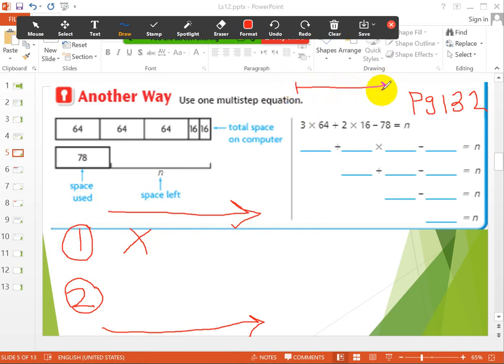So I will start with multiplication. This is a multiplication, and this is a multiplication also. How will I start? From the left side to the right side. The first number from the left side is 3 multiply 64. First, I have to find the answer for this multiplication according to the order.